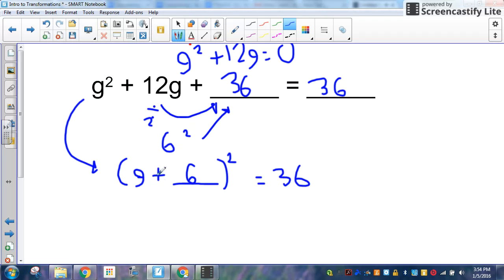So g plus 6 squared is 36, and all you have to do is, now that this is isolated, take the square root of both sides, and then you're on your way solving this quadratic equation where you should get g equals some positive number and some negative number.